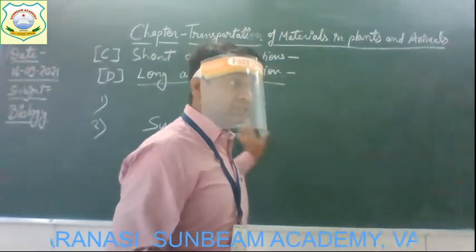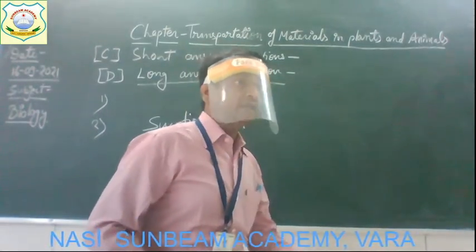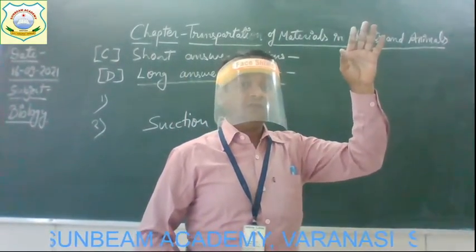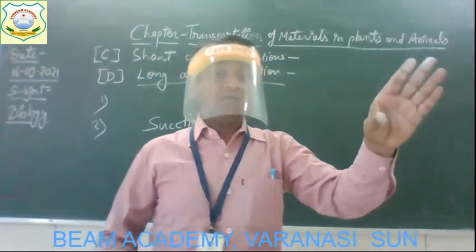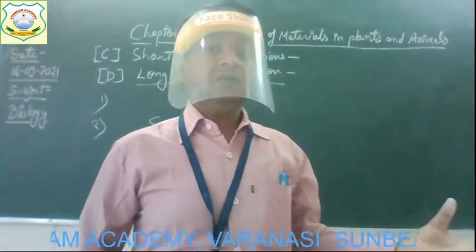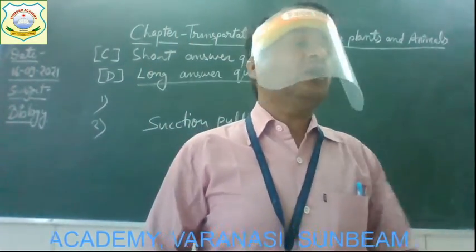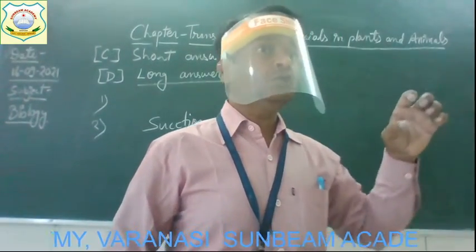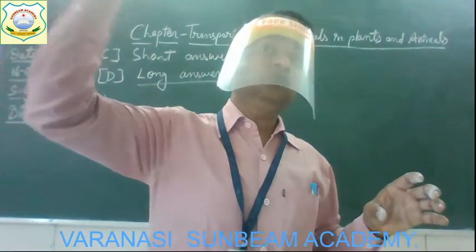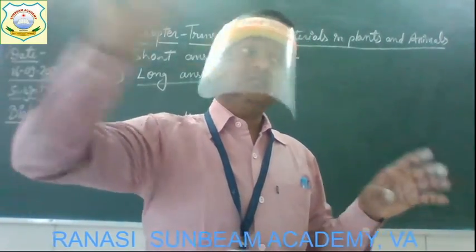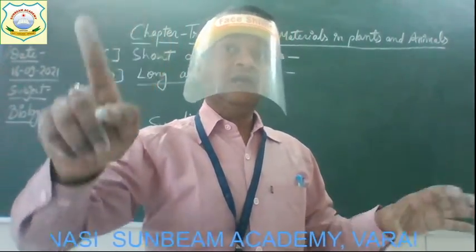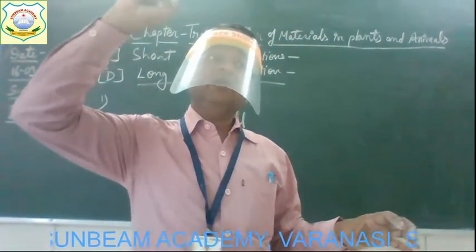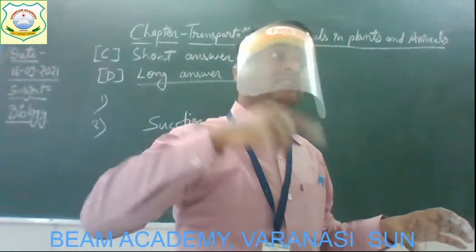And because of this suction pull, what is going to occur? The water is going to be pulled up in the plants from roots to leaves. Get it? As the water is given out by transpiration, more water is absorbed. The amount of water absorbed by the root hairs and the amount of water lost by transpiration is not equal. The amount of water absorbed is more. Okay. And the amount of water transpired is less than that.